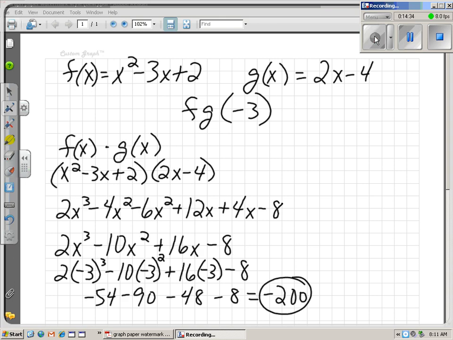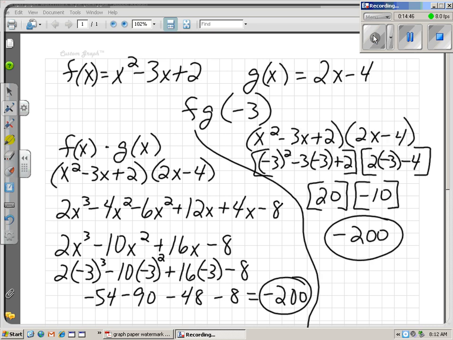All right, here's the first way. If you do all the x's first and then plug in the negative 3 at the end, that's kind of hard. It might be easier to do it the other way. Plug in the negative 3 at the beginning. And here's if you plug the negative 3 in right away and work it out. Simplify each bracket and multiply. That might be a little easier.